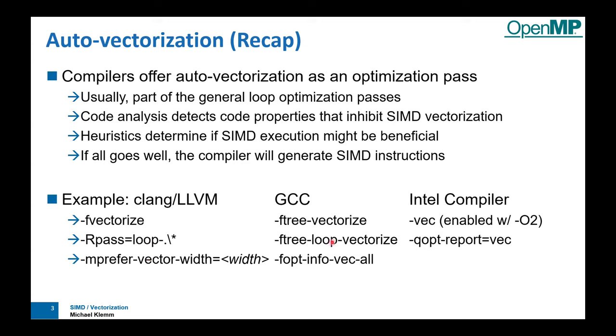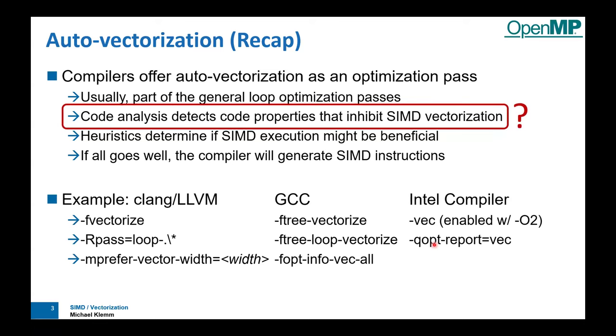If you prefer GCC, it's pretty much similar. There's -ftree-vectorize and -ftree-loop-vectorize, and these turn on vectorization. And then there's -fopt-info-vec-all, which basically tells the compiler to tell you about the loop optimizations it did in terms of vectorization. And then with the Intel compiler, there's -vec, which is automatically enabled with optimization level O2 and higher. And then there's -qopt-report=vec. Same thing, the compiler will tell you whether it vectorized something, and if it did not vectorize it, it will tell you the reasons why.